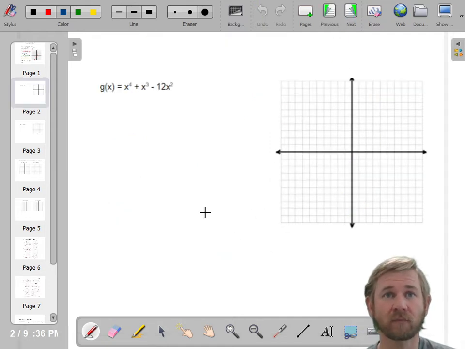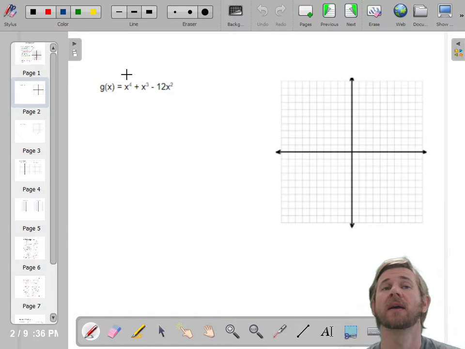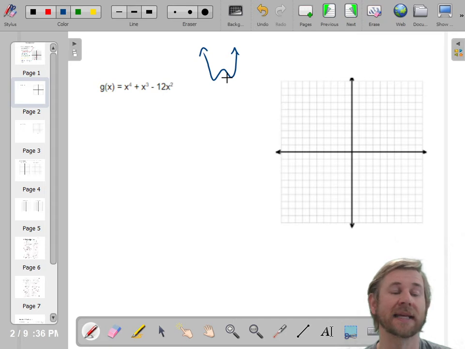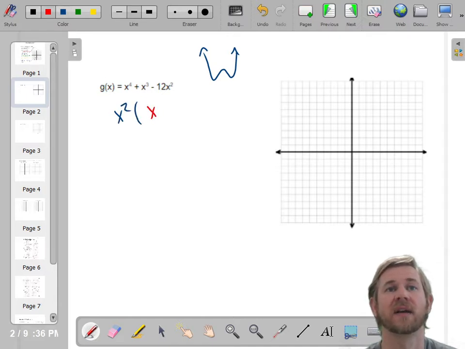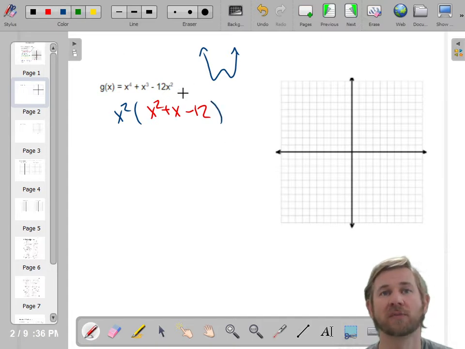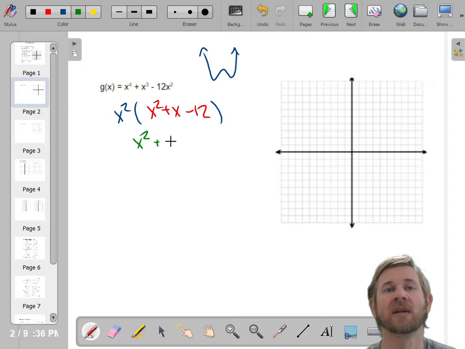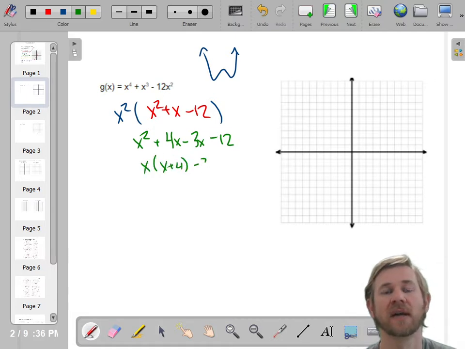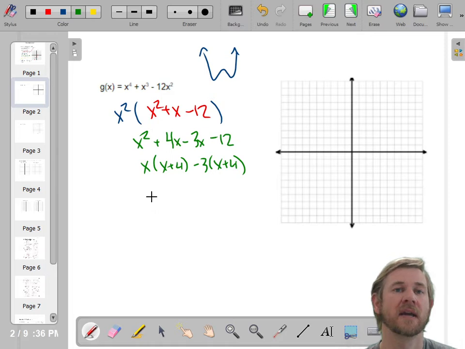Here's another one. This one is degree 4. If it's degree 4 and it has a positive leading coefficient, I know I'm going to expect something that looks kind of like a W. But let's factor it and find the zeros. Well, first always do the GCF. That's x squared, and then I have x squared plus x minus 12. Now I'm going to split the middle, so I'll find numbers that multiply to negative 12 and add to 1, that would be 4x and negative 3x. Then x plus 4 minus 3, x plus 4, and my factors will be x minus 3, x plus 4.